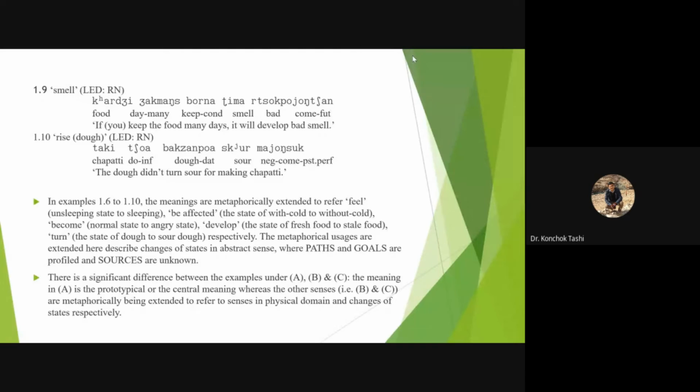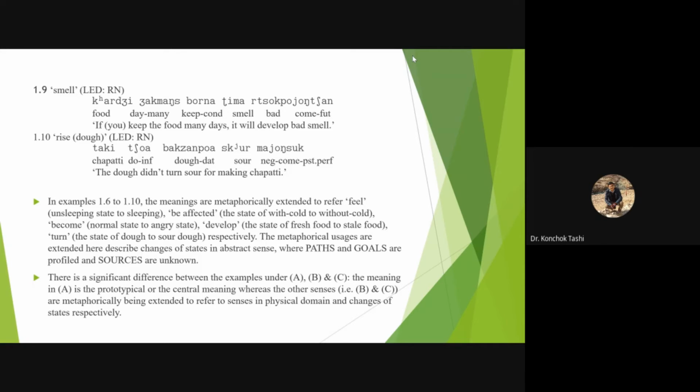Now, it also refers to smell. Kharji jagmangs borna timar sopo yongchan. If you keep the food for many days, it will develop a bad smell. This is the meaning. And in the case of dough, taki chua bagzan poa skur mayong suk. The dough didn't turn sour for making chapati. This is some kind of Ladakhi traditional food. So I am not sure whether the actual sense is getting across or not.